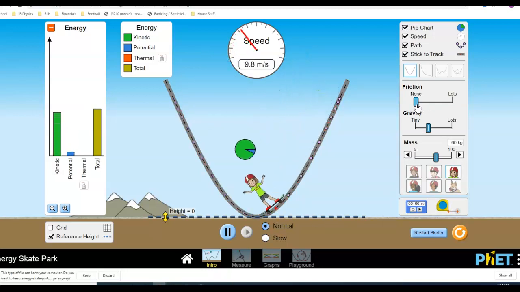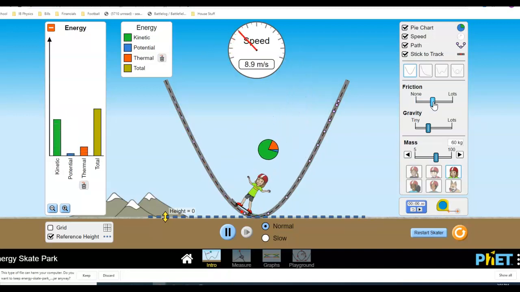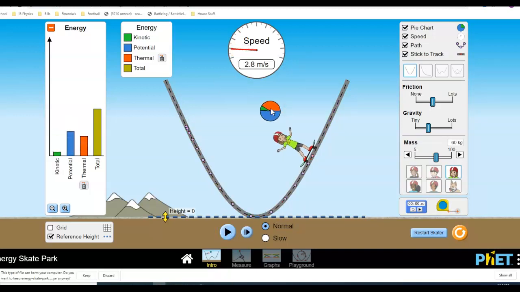Now, if I were to add friction, of course she would slow down and eventually stop, and that would cause there to be heat, thermal energy. So let me add a little bit of friction and you can see what happens. Now notice the pie chart hasn't changed in size. It's the same amount of energy. It's just now all starting to become thermal energy.